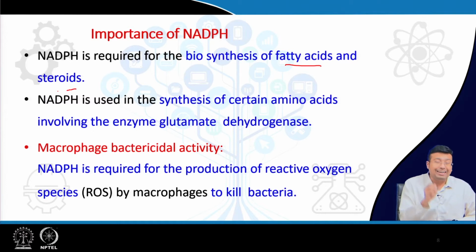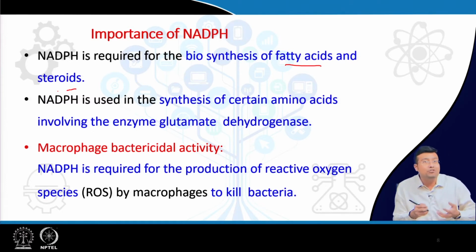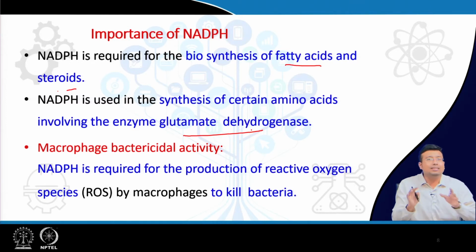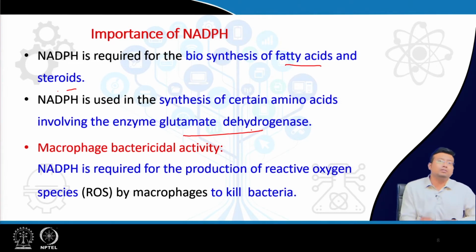Apart from that, NADPH is used in synthesis of certain amino acids involving the enzyme GDH, or glutamate dehydrogenase. We will cover it in detail when we are dealing with protein and amino acid metabolism, but for now you should note down these examples so that you can recall later, because everything is linked, right? We will also tie up everything during the integration of metabolism session. Anyway, the next most important activity of NADPH is for a defense mechanism.